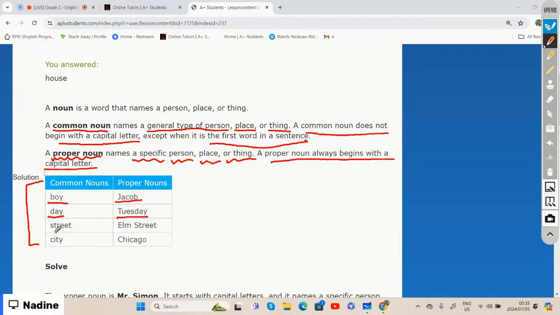Then we have street. Street is like generalizing, where I'm saying, no, I live in that street. But instead of just saying I live in that street, which can be any street because there are lots of streets everywhere, we can say I live in Elm Street. It specifies which street I live in.